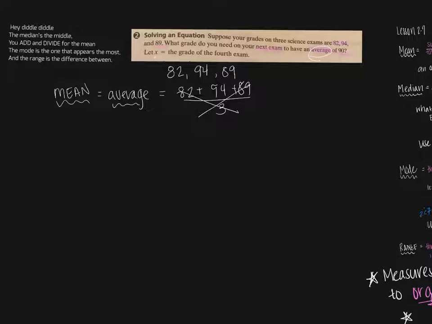Because I have x, and x is a 4th exam. So if I want to find the average of an unknown 4th exam, I need to add in x. It's whatever grade I need to get on my next one. I already have the 82, I have the 94, and I have the 89. And remember, to find the average, you've got to divide by the number of data points. This is 1, 2, 3, and 4.